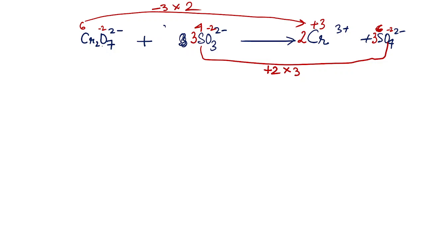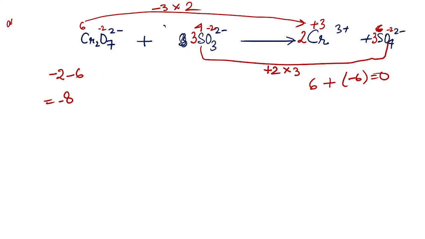Then what is the total charge on chromate? It is -2. On sulfite it was -2, but 3 sulfites are there, so that will be -6, so that is equal to -8. On the left side your total charge is -8. Now come to the right side. Here 1 chromium is 3 positive, so 2 will be 6, plus here this is -6, so that is equal to 0. It means that both sides the charge should be equal. Now here I have -8, and this -8 I have to make 0.